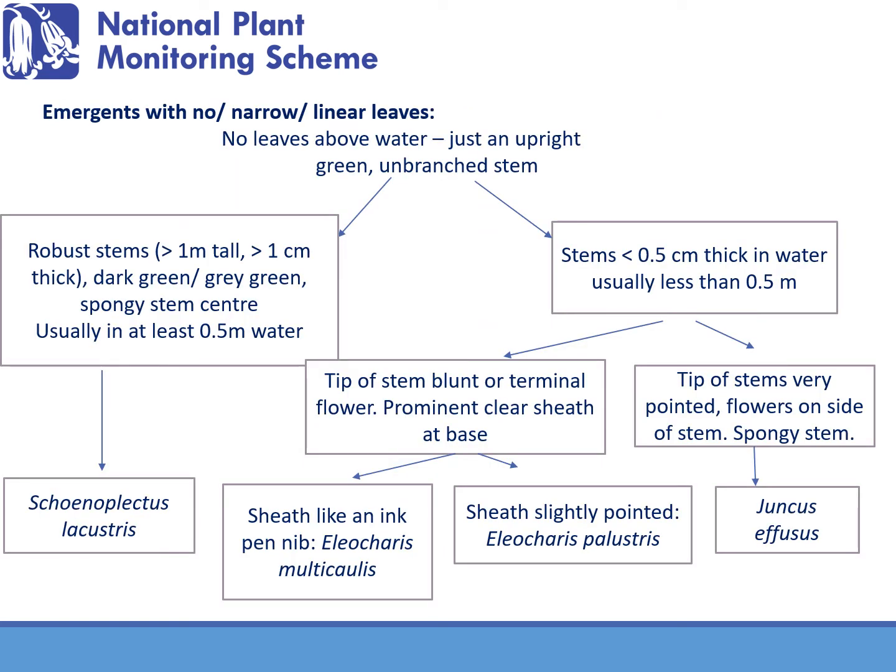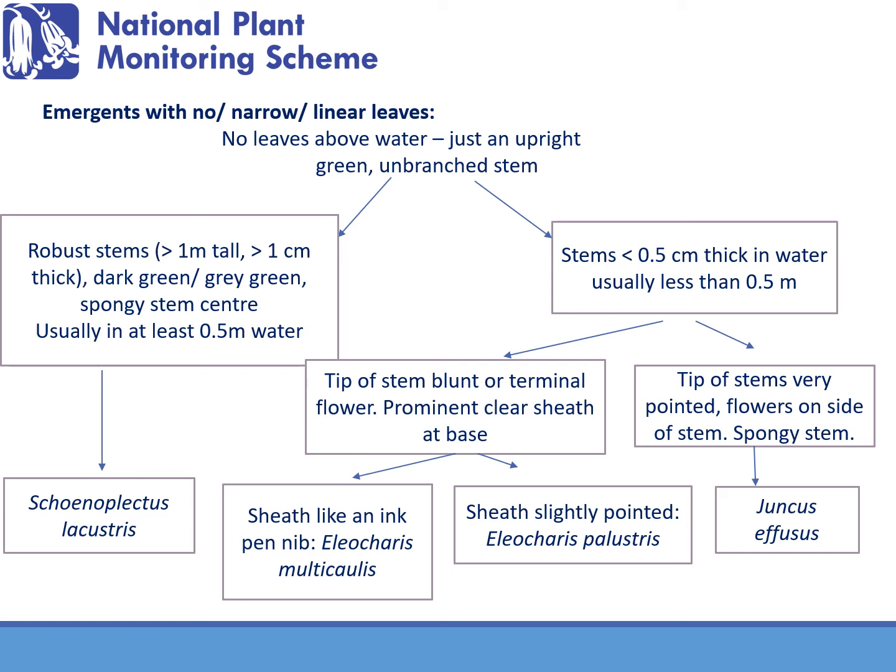Okay, now we're going to think about those species which don't have any leaves above the water surface, just an upright green unbranched stem. And we can split these depending upon whether the stems are very robust. They might be over 1 metre tall, more than 1 centimetre thick, dark green or green-grey in colour, very spongy stem centre, and they're growing usually in at least 1/2 metre of water. Or those which are narrower than that, they're less than 1/2 centimetre thick, and they're normally growing in water less than 1/2 metre deep.